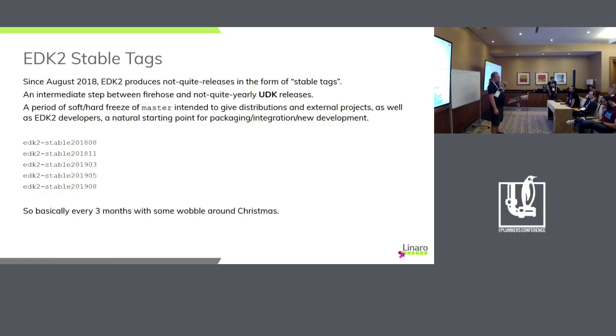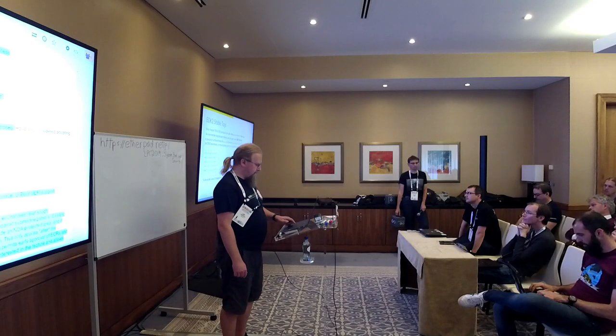Especially for distributions, it's useful to know that this is something you can base updated packages on, and it's a cadence that is ongoing. Even for development, if you don't want to waste time trying to figure out whether something will even build, then if one of the stable tags doesn't build, we screwed up, so come shout at us. But that hasn't happened so far.